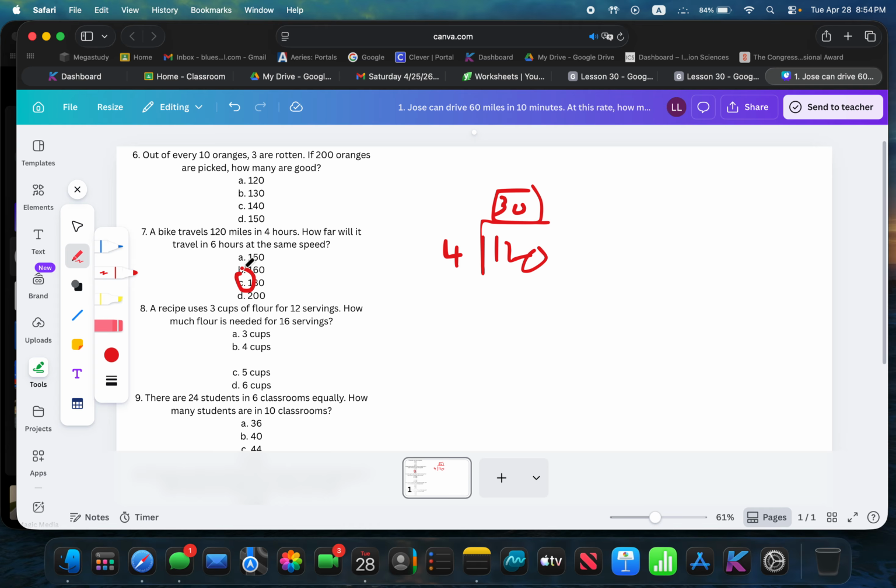A recipe uses 3 cups of flour for 12 servings. How much flour is needed for 16 servings? So of course, how do you get 3 to 12? You multiply by 4. Then of course you're going to need 4 cups for 16 servings.